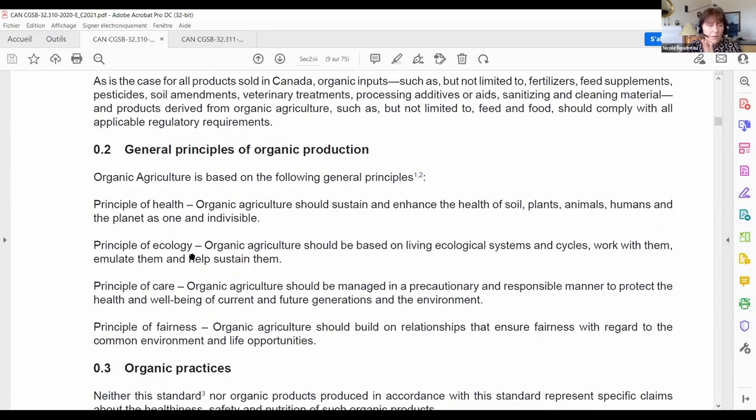The principles of the organic standards that we can see here are the principle of health of soil, plants, animals, humans, and the planet; the principle of ecology, based on living ecological systems and cycles; the principle of care, that organic agriculture should be managed in a precautionary and responsible manner to protect the health and well-being of current and future generations and the environment; and the principle of fairness. I'm citing these principles because they are the international basis of organic standards in all of the countries. This is because when there is equivalency, it means that the principles and the practices are equivalent.